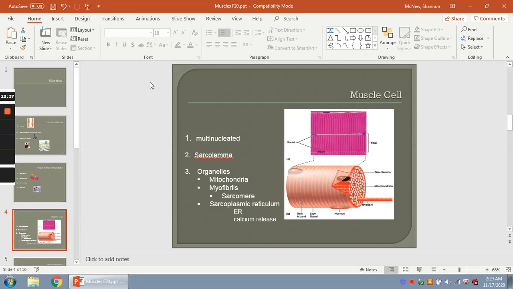So number one, they are multinucleated. So that means that they have more than one nucleus. They have up to 100 or even more nuclei per muscle fiber.